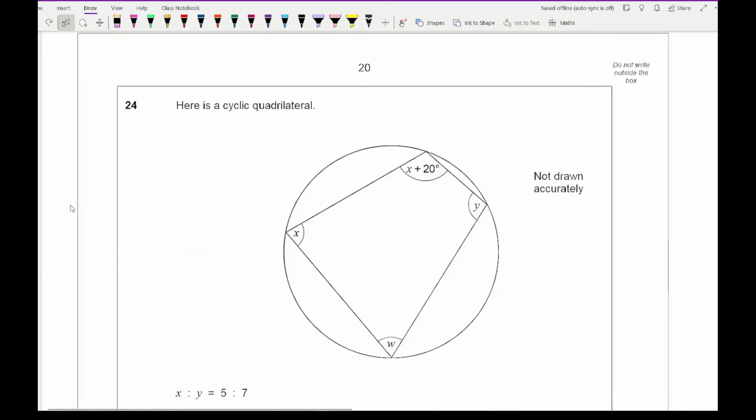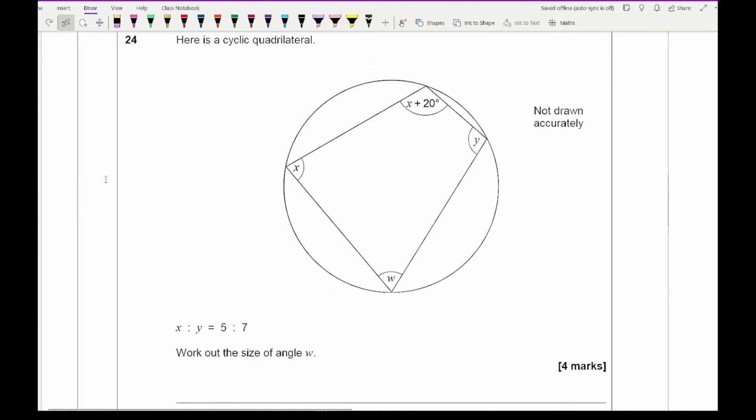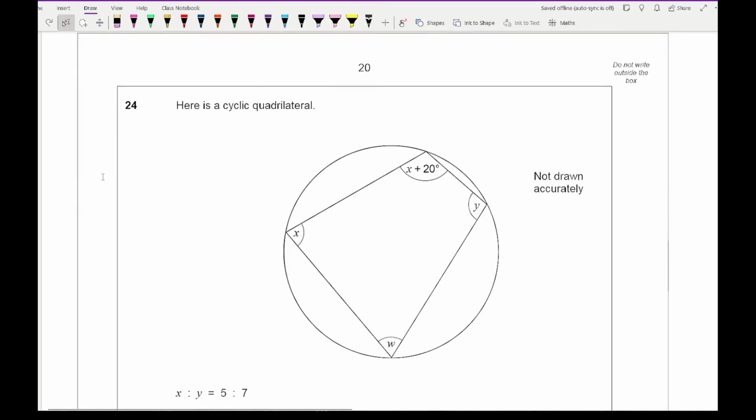So looking at question 24, it says, here is a cyclic quadrilateral, and it says x to y is in the ratio of 5 to 7. Work out the size of angle W. So here we know that, let's have a look at some of the rules. We know using the ratio that I've been given, to find W, I need to work out what x is first. So let's have a look and see how we go about doing that.